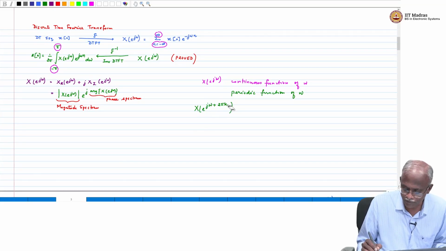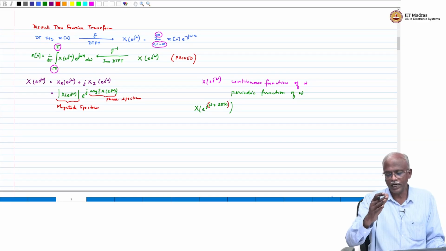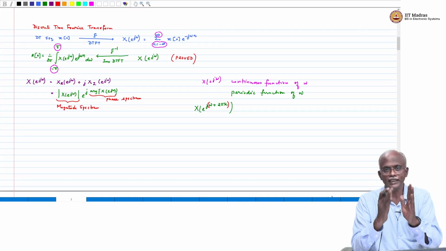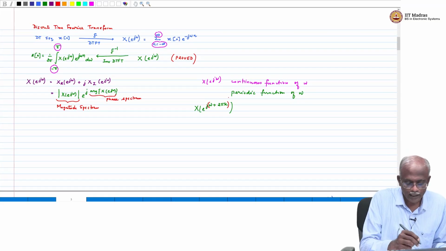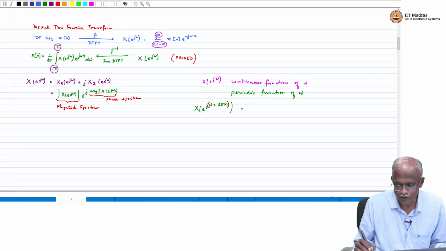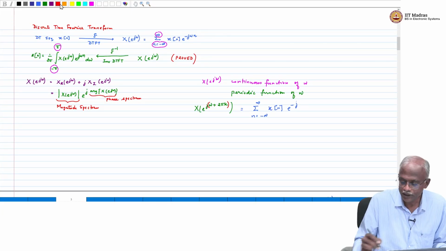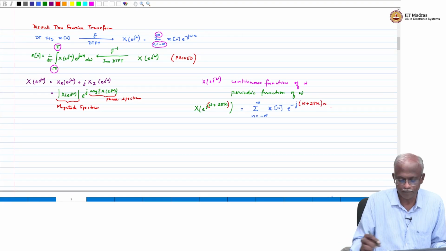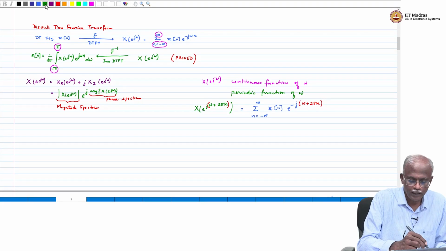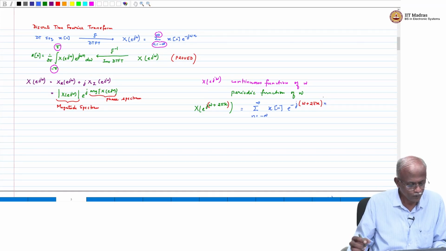Maybe I'll just do the brackets in a different color so you will know where the brackets are. Omega plus 2 pi k. So basically I am looking at the value of the discrete time Fourier transform where omega has been shifted by a multiple of 2 pi k. So write down the expression for the discrete time Fourier transform, summation n equal to minus infinity to infinity x of n e power minus j, and this is where omega will get shifted by a multiple of 2 pi, omega plus 2 pi k times n. Okay, and one more step, just a simple step, and you will see the answer.